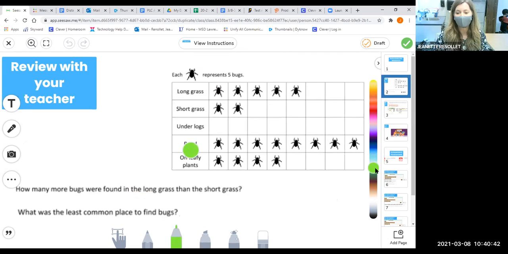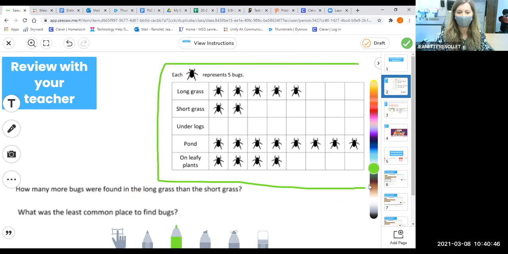So here we have a graph. This is a picture graph. And I see a scale at the top. It says each symbol represents 5 bugs. So whoever created this graph chose to skip count by 5s.